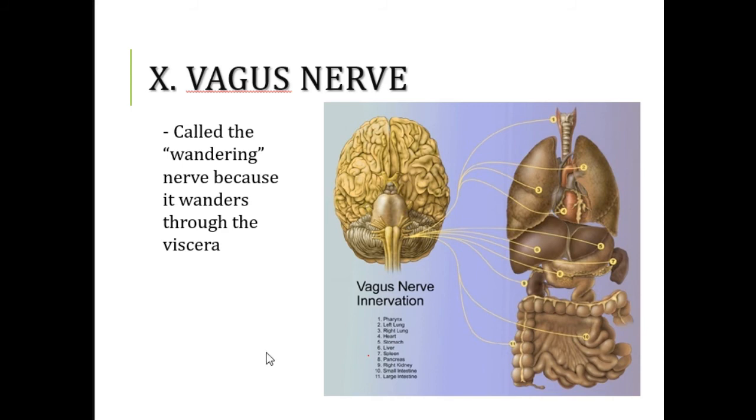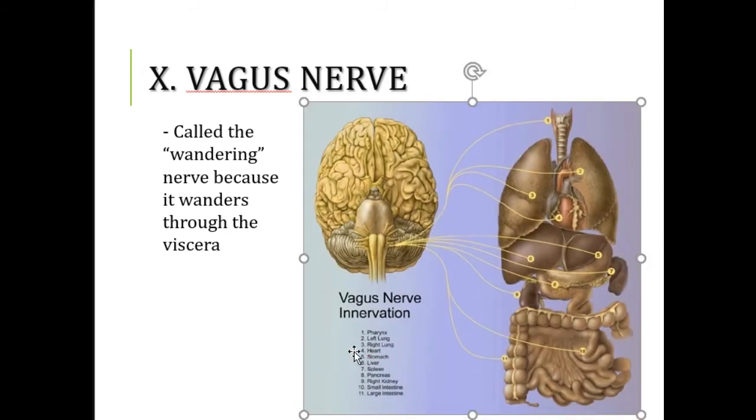And as you can see in this image here, it innervates the pharynx, both lungs, heart, stomach, liver, spleen, pancreas, kidney, small and large intestines. It is getting information and helping to control all of the organs within our body.